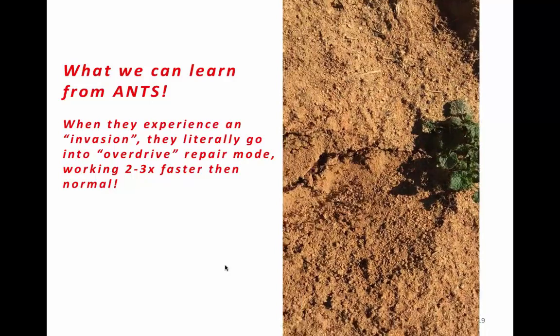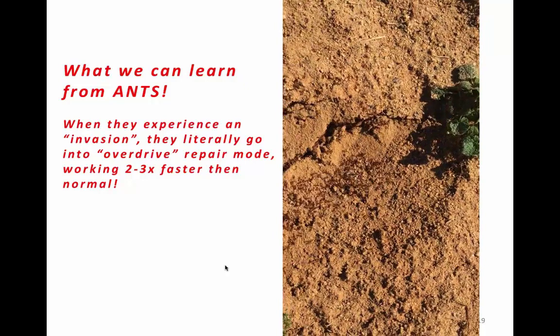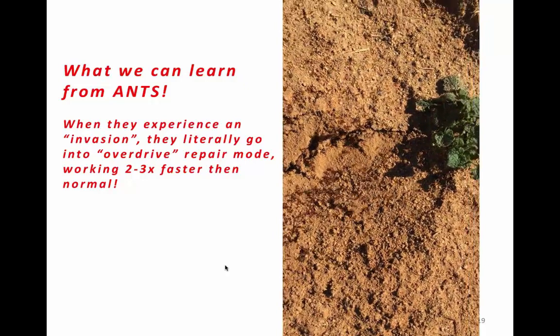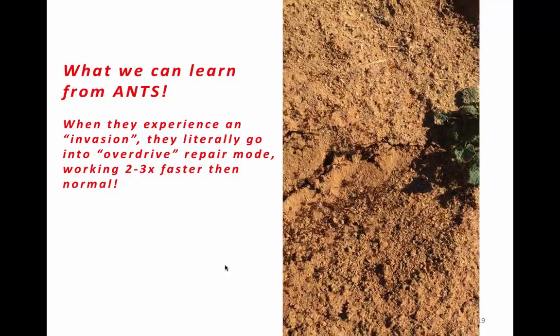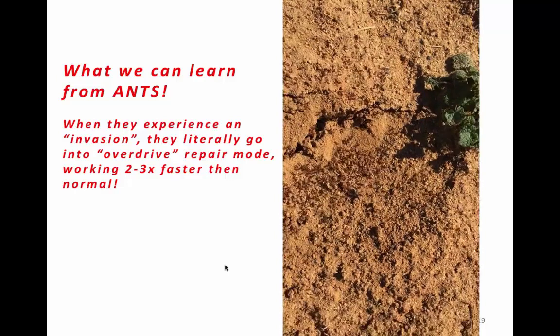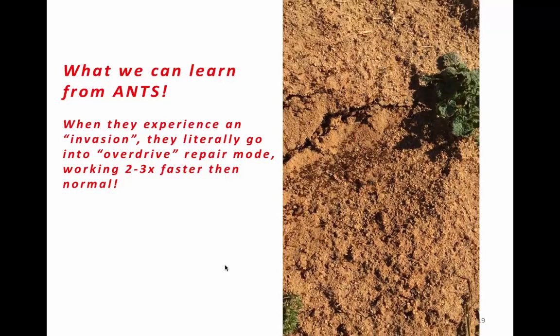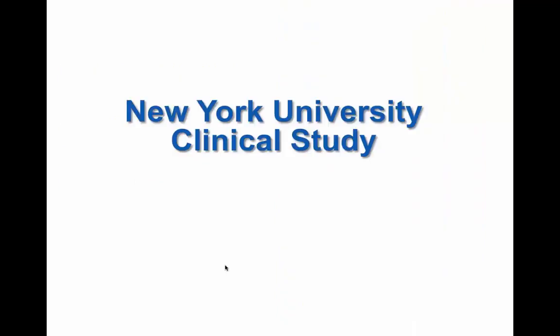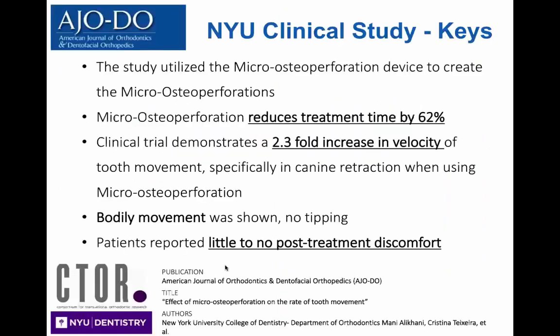Now the analogy here is that as the bone perceives that there is a micro-osteoperforation, or a little dimple made in the bone, cells will go into an overdrive repair mode. And the osteoclasts and osteoblasts will turn over about 2 to 3 times faster, thus increasing the rate of tooth movement. So let's look at the New York University clinical study.